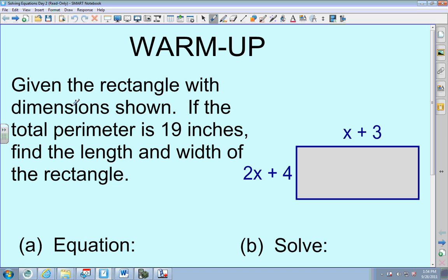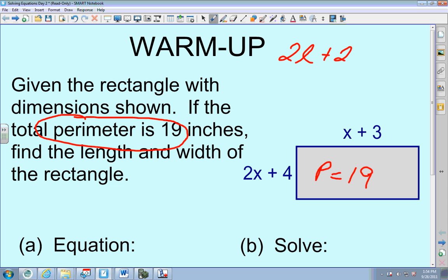On this one, the first information that we need to have is a perimeter. The perimeter is 19. Then I need to know the formula for perimeter. Well, you can do it a couple ways. You can add up all the sides, or you can do 2 times the length plus 2 times the width equals perimeter. Now, what I like to do is label my sides right here.